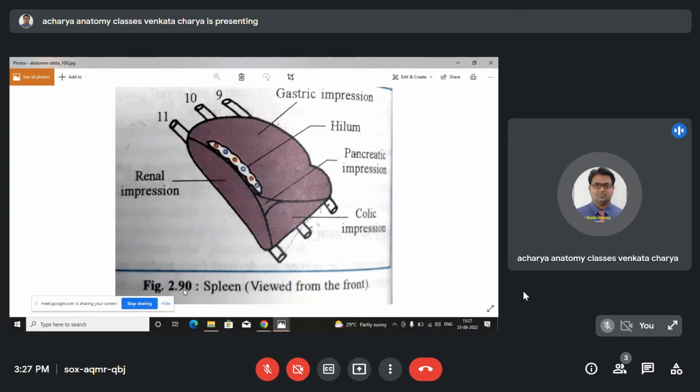One inch thickness, 3 inches breadth, 5 inches length, and 7 ounces weight. Ounces, I think; 7 ounces. You can search on the net; 1 ounce is about 40 grams or so. So 7 ounces weight, 9 to 11 ribs relation.